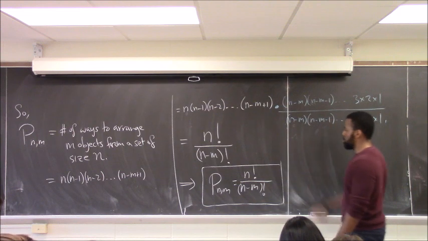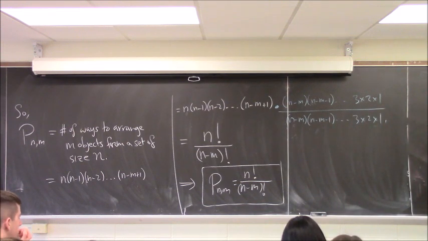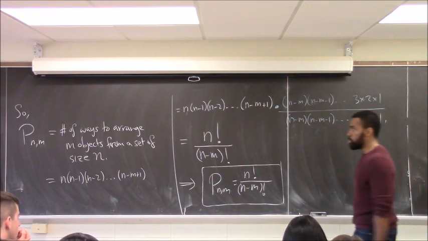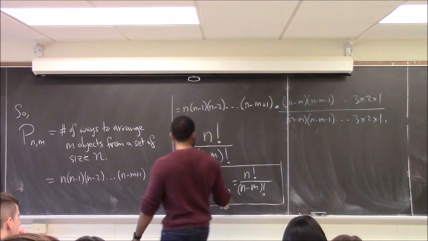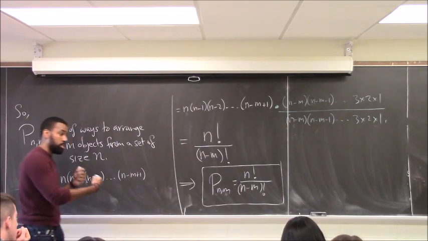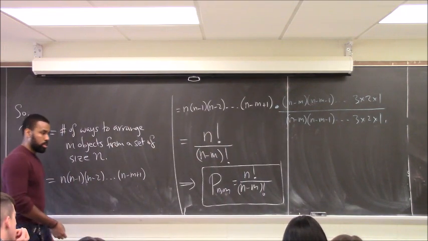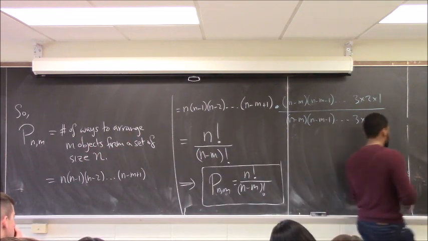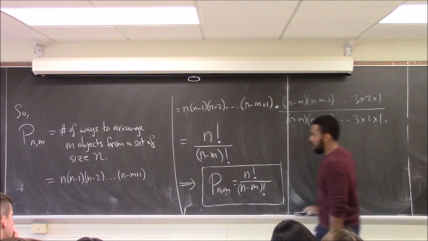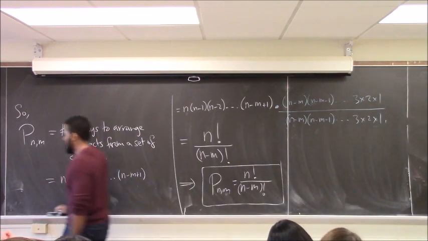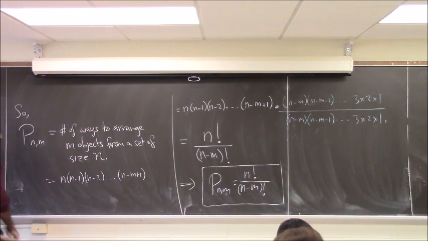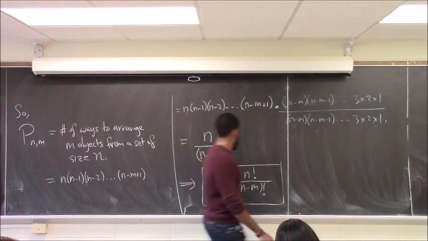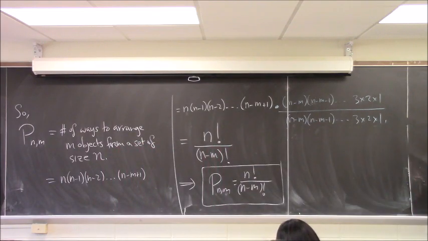This is called a permutation of m objects from a set of size n. It's the number of ways you can pick m things from n things and put them in a very specific order. This will be the total number of ways you can actually do that. We'll stop there. I'll give you some concrete examples next time, and we will introduce combinations as well.